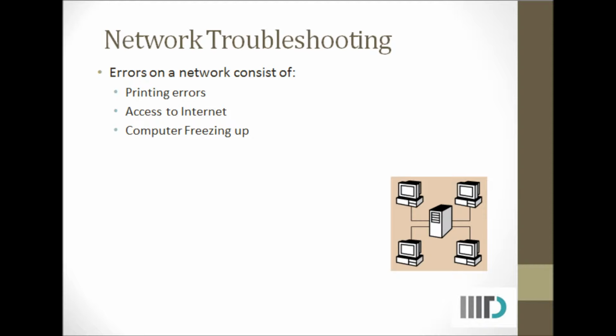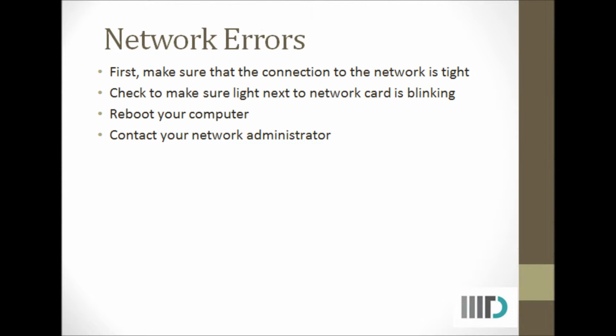Network troubleshooting. Errors on a network consist of printing errors, access to the internet, and computer freezing up. Network errors: first, make sure that the connection to the network is tight. Check to make sure the light next to the network card is blinking. Reboot your computer. Contact your network administrator.